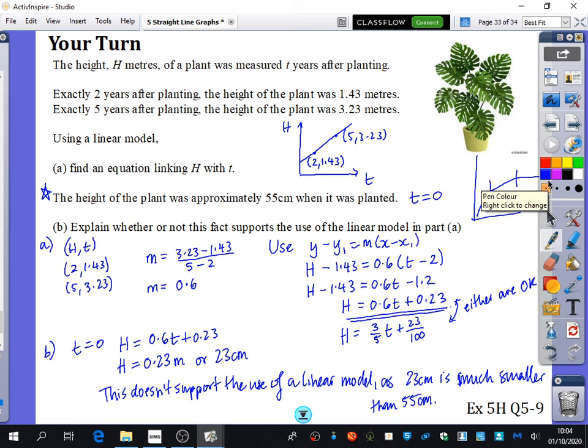So what I'm going to want you to do is the last exercise in this chapter, which is exercise 5H. I'm going to ask for us to do questions 5 to 9. And we might then be able to just start some bits on our next topic, which is vectors as well, okay?